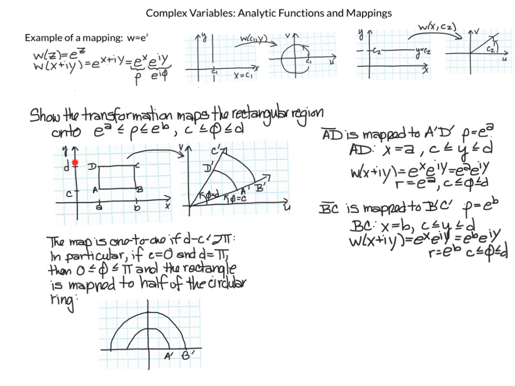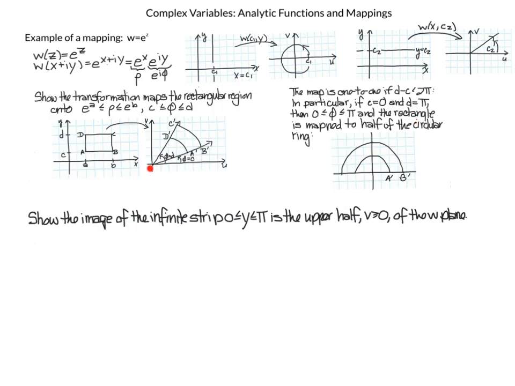If we don't keep having multiples of 2 pi, we're not going to keep tracing this arc over and over. In particular, if c equals 0 and d equals pi, then since phi goes from c to d, we go from phi equals 0 to phi equals pi. So we trace out this circular ring. Again, this radius here is e to the a, and this radius here is e to the b. The ring is the interior right over here.